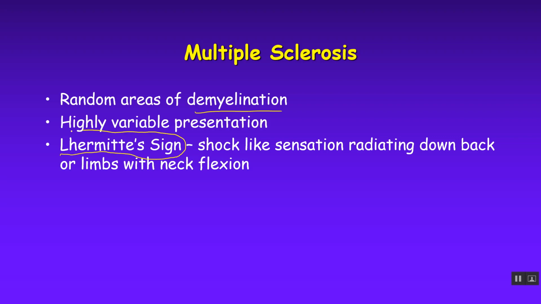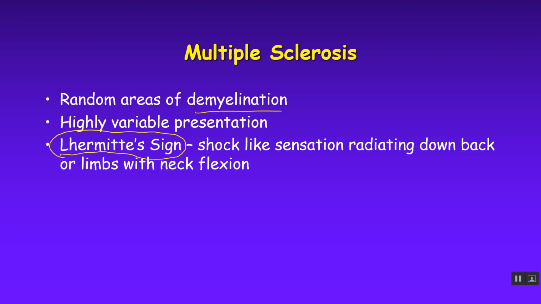A common sign that you'll see in people with MS, and this is how I picked this up in my brother, is Lhermitte's sign, or I don't know if it's Lhermitte's sign or it looks like more Lhermitte. It's got two T's on there, so I think it's Lhermitte's sign. It's a shock-like sensation that a patient gets. It radiates down the back or limbs with neck flexion.